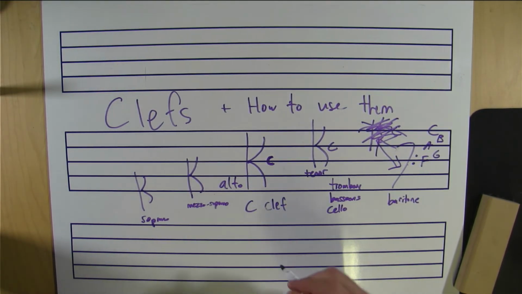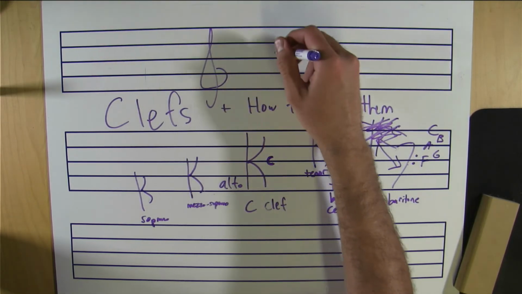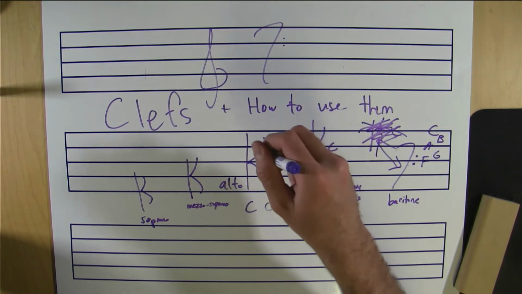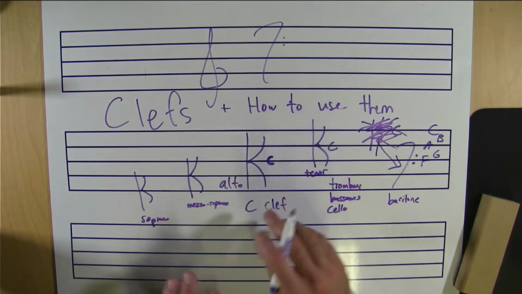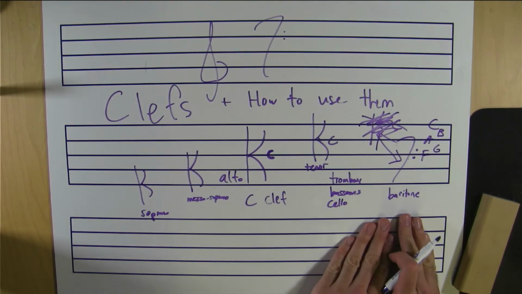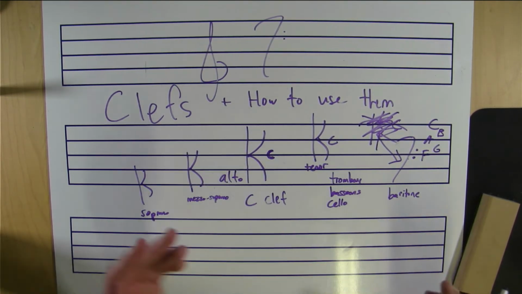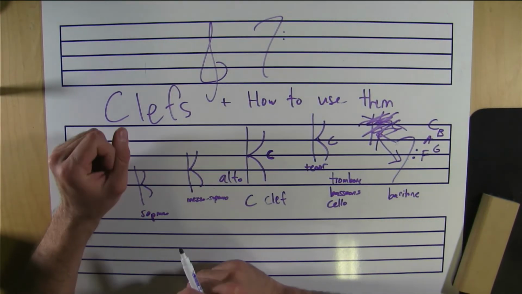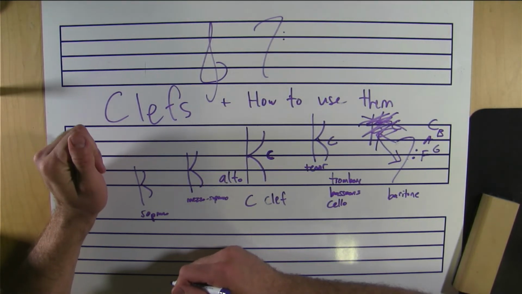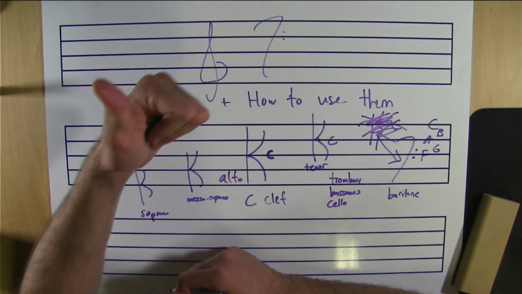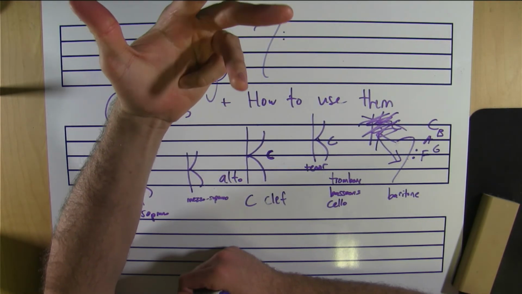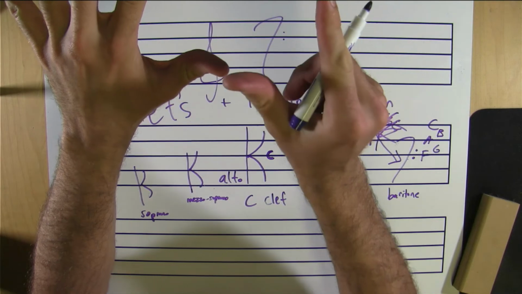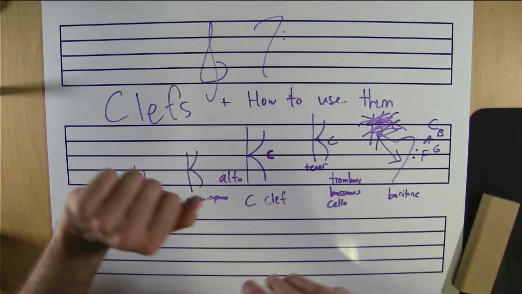So let's review. Common, common, common, common, not common, definitely not common, right? So we have 1, 2, 3, 4, 5, 6, 7 clefs. How cool is that? And you know what else is cool? How many notes are in a major scale? C, D, E, F, G, A, B. 7 unique notes in a major scale.